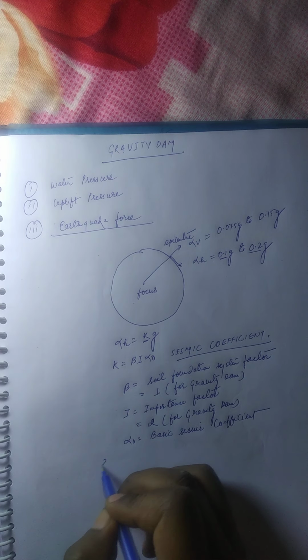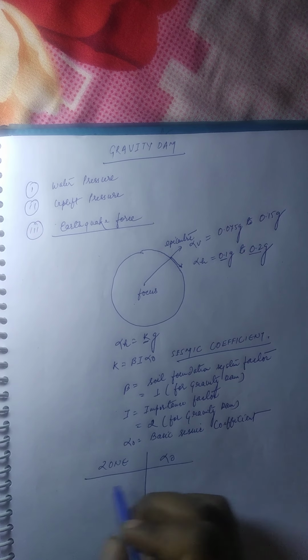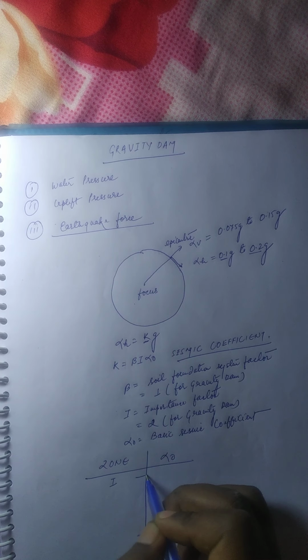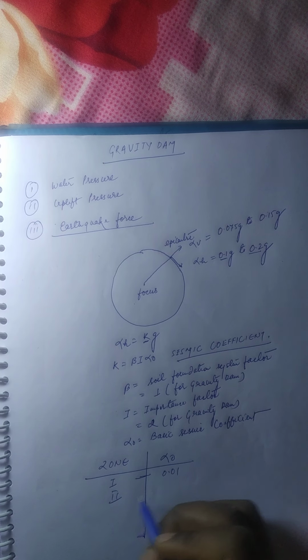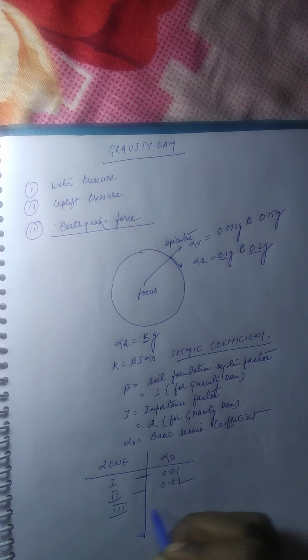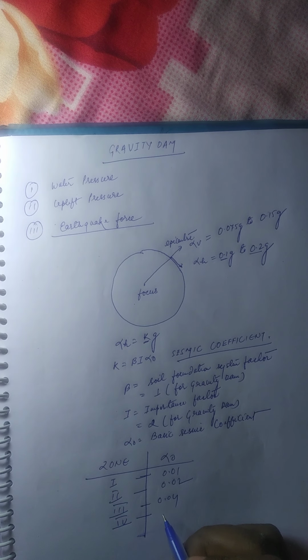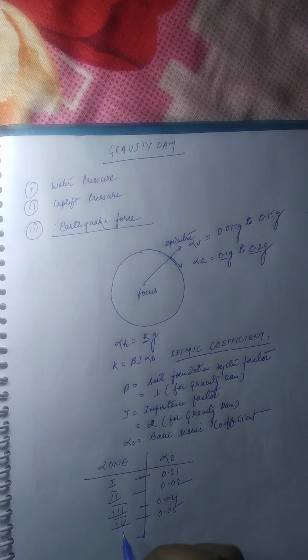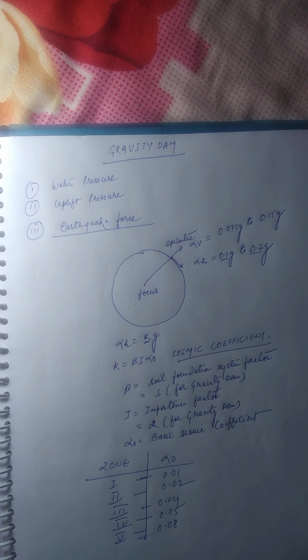Here there are 2 columns. The first one is zone and the second one is alpha naught. For zone 1, the value of alpha naught is 0.01. For zone 2, the value of alpha naught is 0.02. For zone 3, it is 0.04, and for zone 4, the value of alpha naught is 0.05. For zone 5, it is 0.08. So we can easily understand how the values of alpha v and alpha naught come.